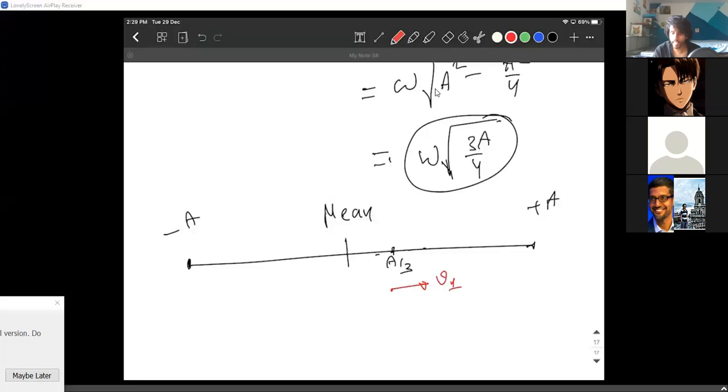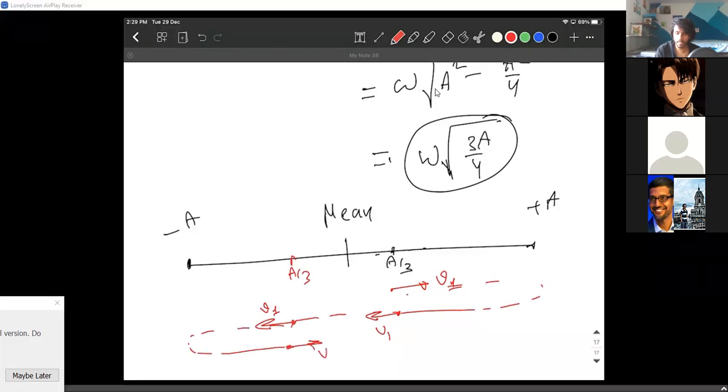I'm pretty sure when it is coming back to the same point, it will have the same v1 in the opposite direction. And on the other side at a by 3, it will have the same speed in this direction, v1 only. It goes back and at the same point, it has the same speed, v1 only. That is the important point. So it's as if the speeds are completely mirrored on this side and this side. At any point, you have some speed, you want the same speed on the other side.